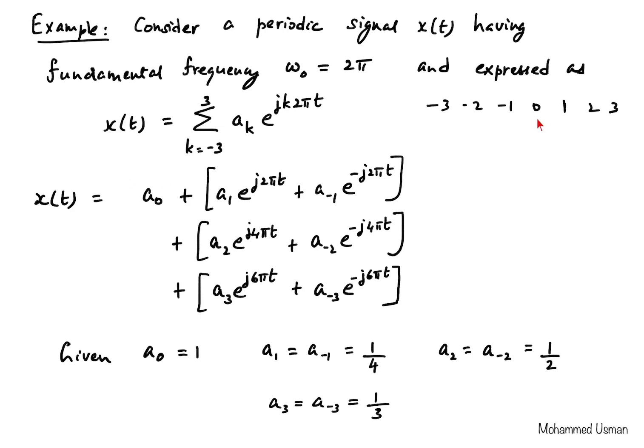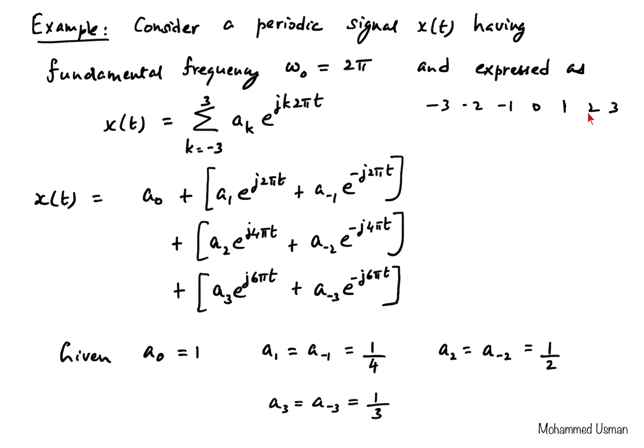And then the terms corresponding to k equal to 1 and -1. For k equal to 1, it will be a1 e power j 2 pi t, and for k equal to -1, it will be a minus 1 e power minus j 2 pi t, right? Now we have a1 and a minus 1, because e power j 2 pi t and e power minus j 2 pi t have the same frequency omega, which is 2 pi, so we combine these two terms together.